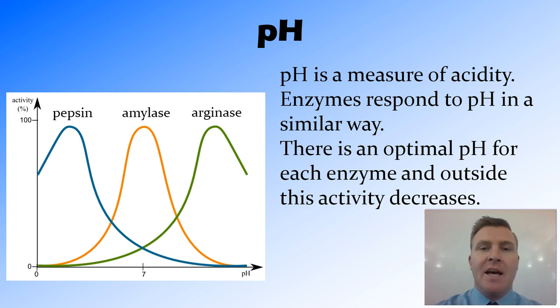Pepsin, on the other hand, is an enzyme that's found in the stomach. So when it's working in the stomach, it's in the stomach acid. So its optimal pH is lower. Arginase is an enzyme that's involved in the creation of urea through the urea pathway. And urea is slightly basic. So arginase is effective in that basic area. So depending on where in the body this enzyme is found, depends on what the optimal pH for that enzyme is.